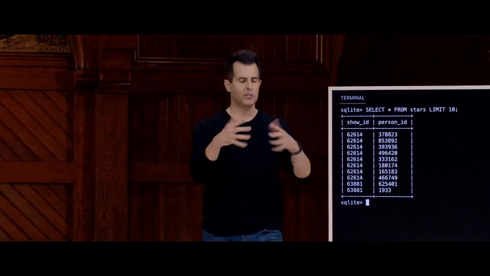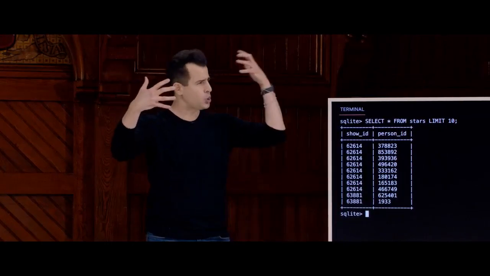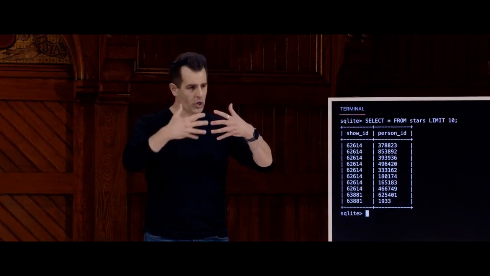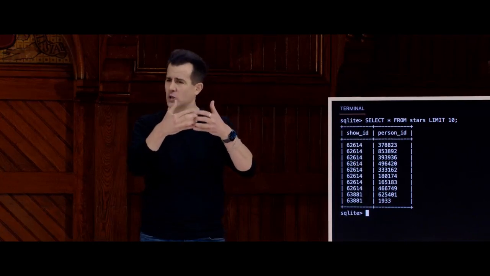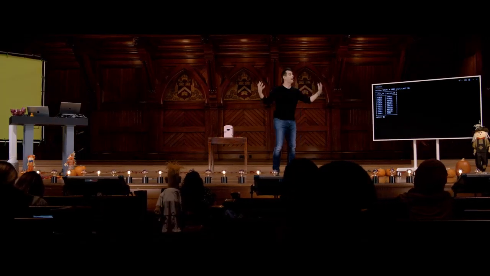And so I always think of this in my mind's eye as this. If this is the people table, this is the shows table, and there's this middle table in between, the stars table, there's some way of stitching those two together by lining up the IDs of one with the other and getting back some more data.